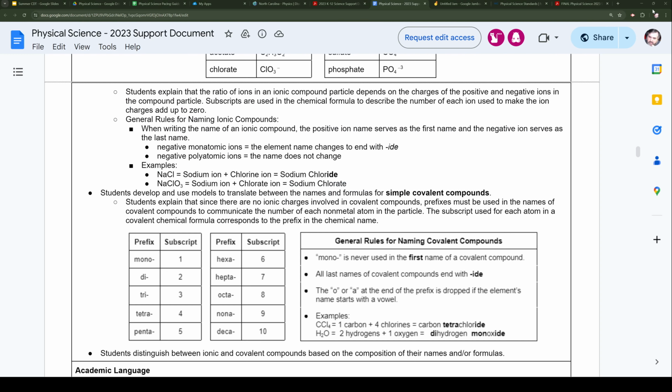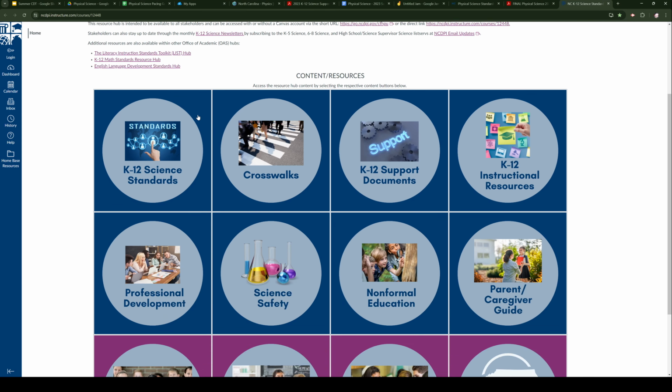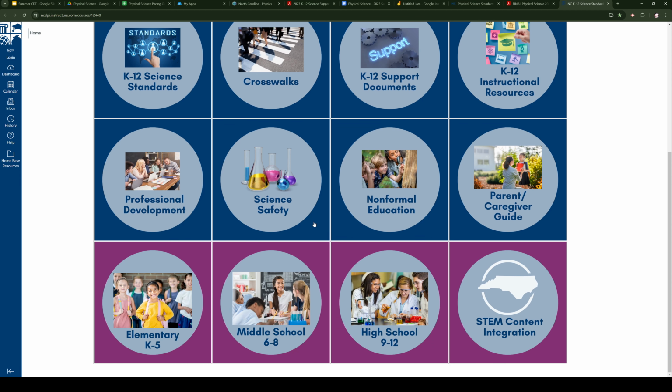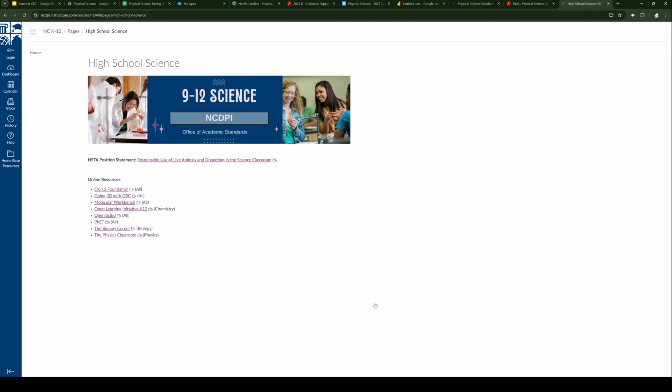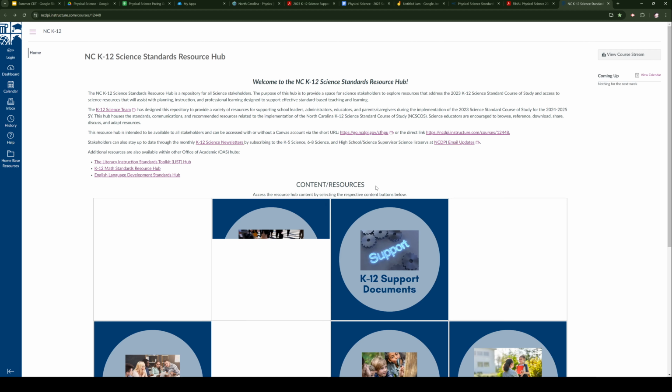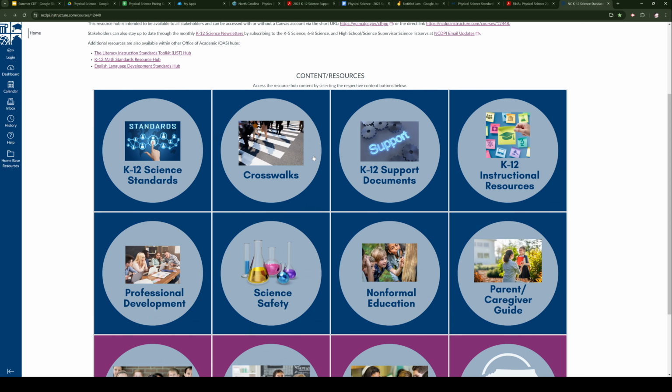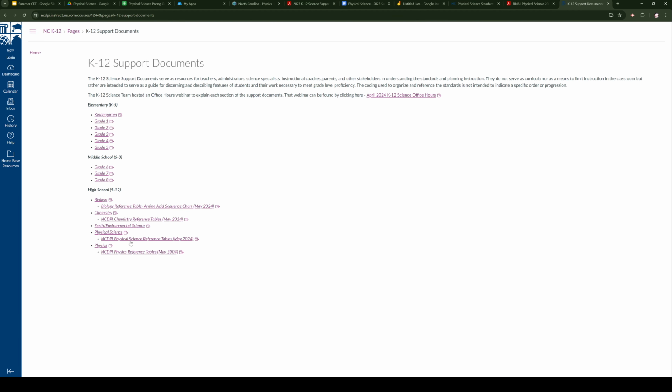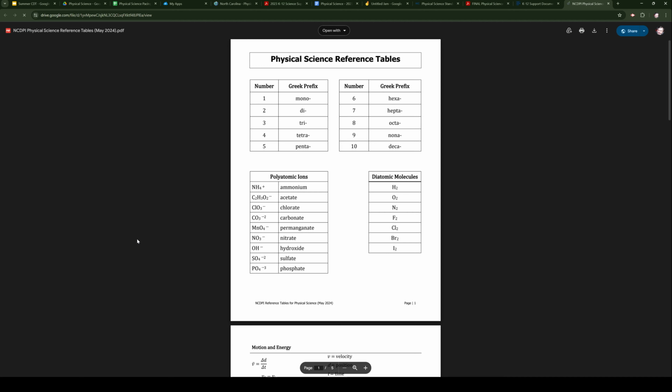Okay, I think it's this website here. Let me pull this tab over here. So what we are interested in is, let's go to high school. These are just resources. This is not what I'm looking for. I'm not looking for resources. I'm looking for support documents, I guess. So physical science reference tables.